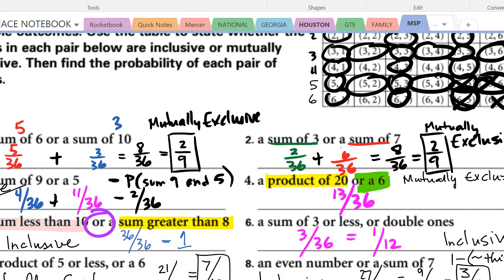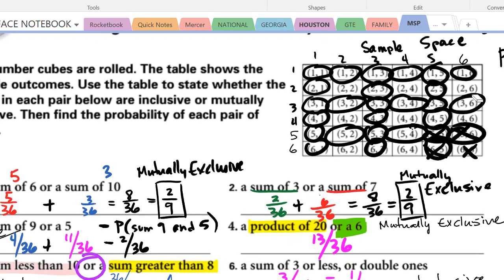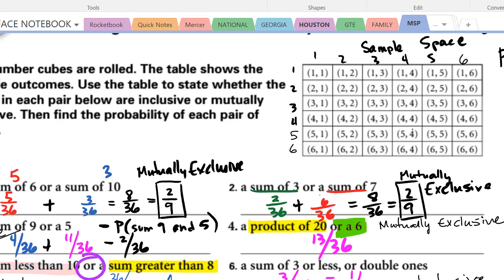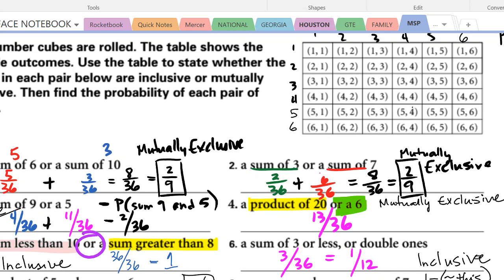And the last one, a product greater than 20 or a product less than 15. Again, I'm going to go through this as if I'm just using a pen or a pencil like you would be during the test. So product greater than 20, that'd be 1, 2, 3. I'm looking at those. 6 times 4, 5 times 5, 4 times 6. Not 3 times 6, and actually 4 times 5 is not greater than 20. Okay, and that's all of them, or a product less than 15.